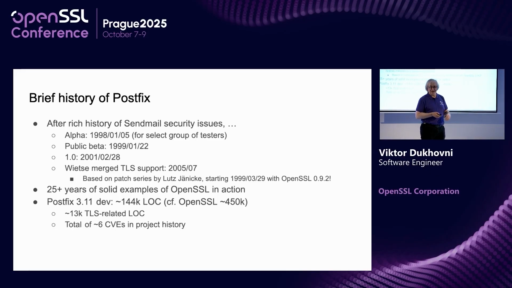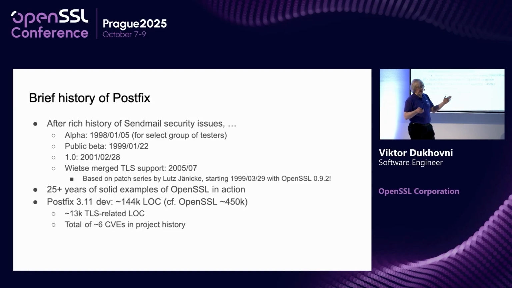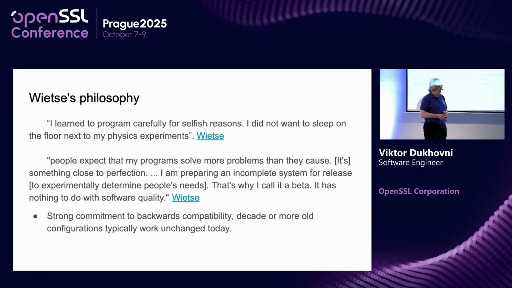Over its 25-year plus history, approximately 6 CVEs in Postfix, most of them minor. And some of them affecting multiple products. Wietse discovered some protocol issues, and those became CVEs. But they affected other implementations as well. They weren't really Postfix problems as such.